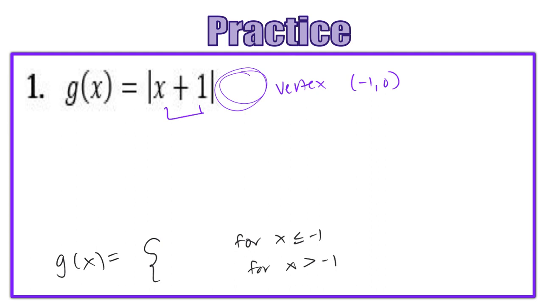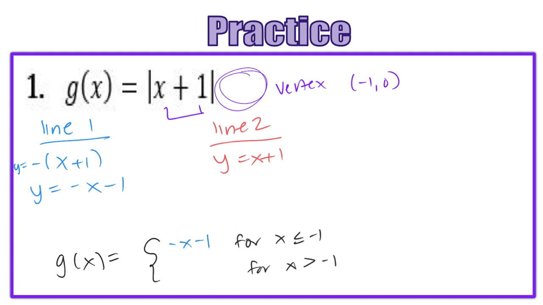Now we just need to find the two pieces. So for the first piece, we're going to take the opposite of what we see inside absolute value. That's going to give us -x minus 1. For the second piece, the second line, we're going to keep it exactly the way that it is right now. So that's going to be x plus 1, and we have our piecewise function.